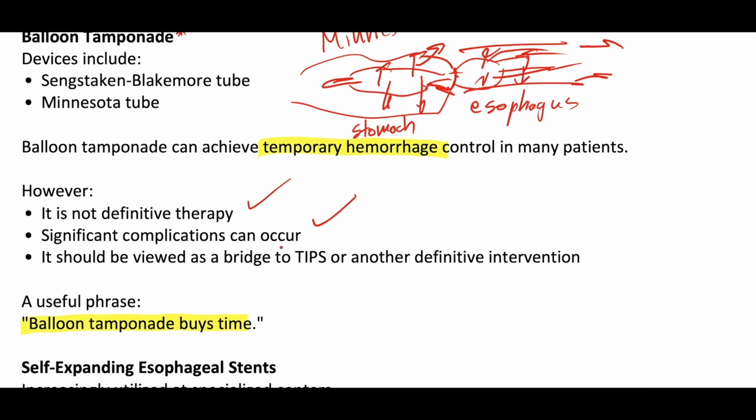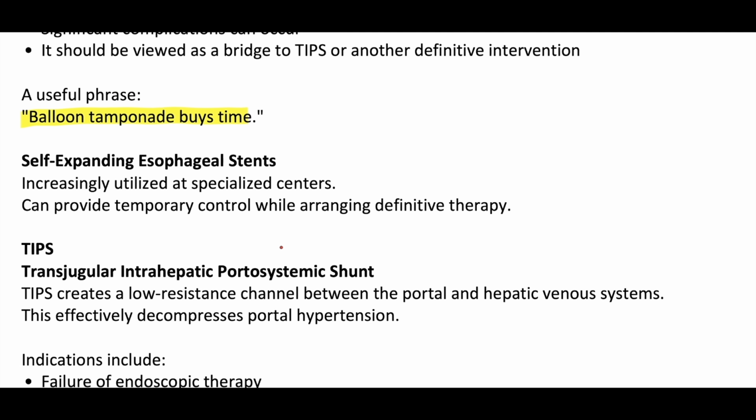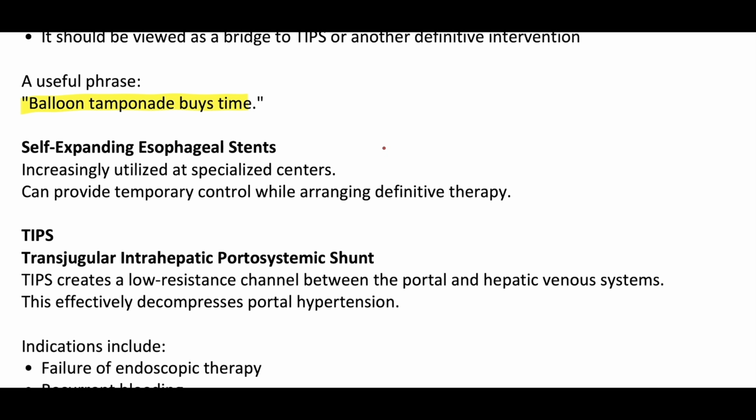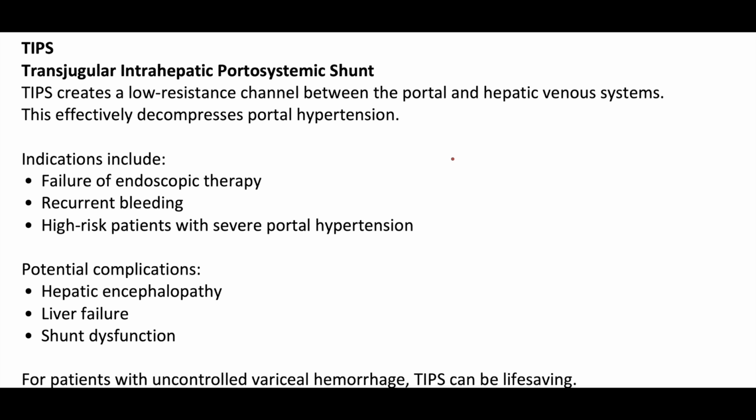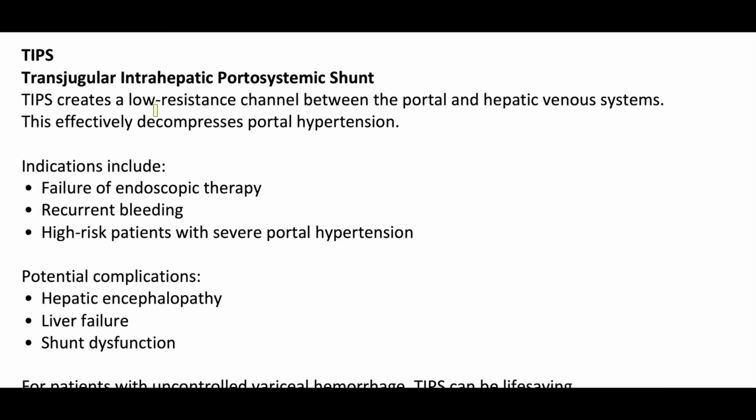So what else can we do other than balloon tamponade? We're not very familiar with this, but GI or IR maybe can place esophageal stents that expand. This can provide temporary control as well. Think of it as kind of that balloon tamponade, but instead of a balloon, it's an esophageal stent. And then the one that people are more familiar with that's probably more common is a TIPS. We're going to come out with a dedicated episode on TIPS. TIPS stands for transjugular intrahepatic portosystemic shunt. And what this does is it creates a low resistance channel between the portal and hepatic systems that then decompresses the portal hypertension.